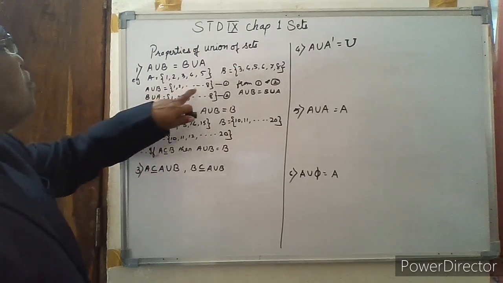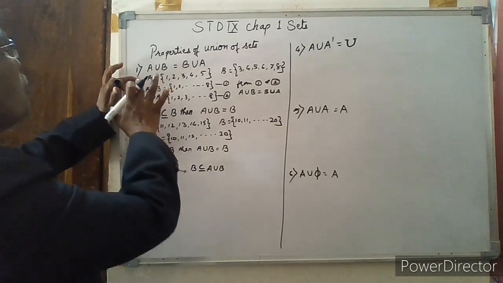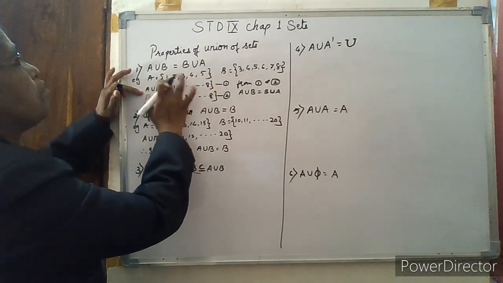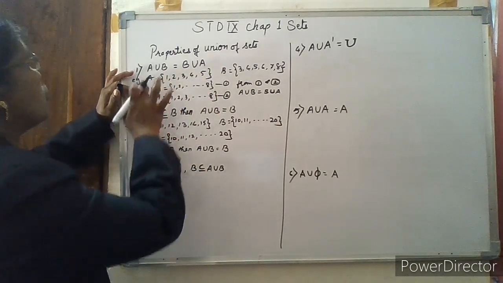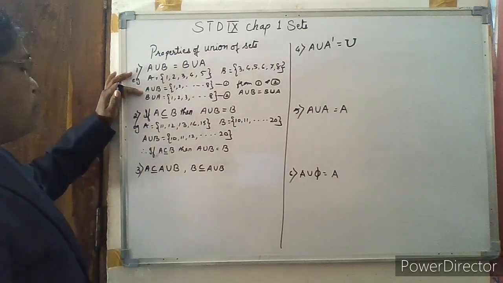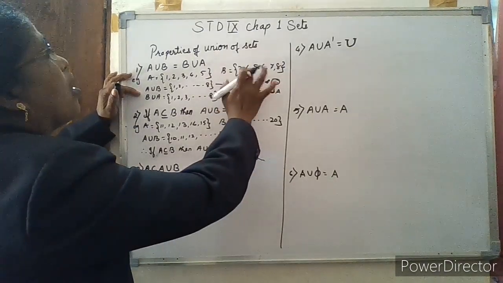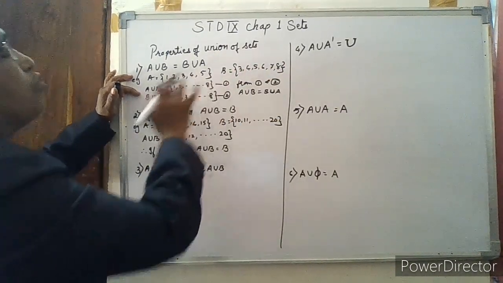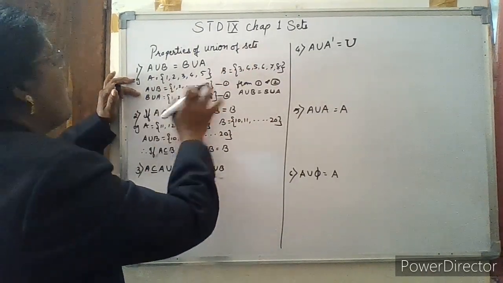Now A union B contains 1 to 8. So you can see set A and set A union B. All the elements of set A are present in A union B. Yes. So A is always a subset of A union B. Then look at this. All the elements of set B are also present in set A union B. So B is a subset of A union B.